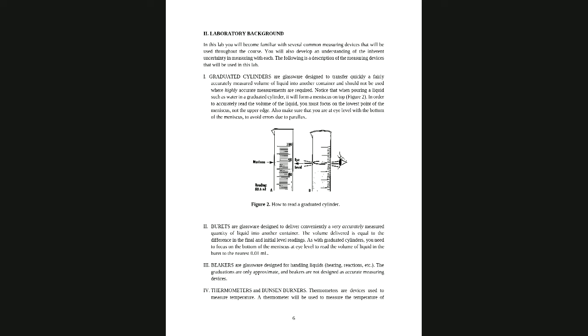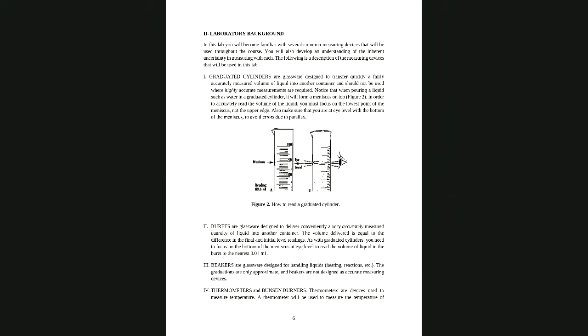If there are lines with numbers, and the meniscus falls between the lines, then you have to estimate the last digit. If it's exactly on the line, the last digit would be 0. But if it's between the lines, then depending on how close it is to the higher upper number or the lower number, you have to estimate your number.